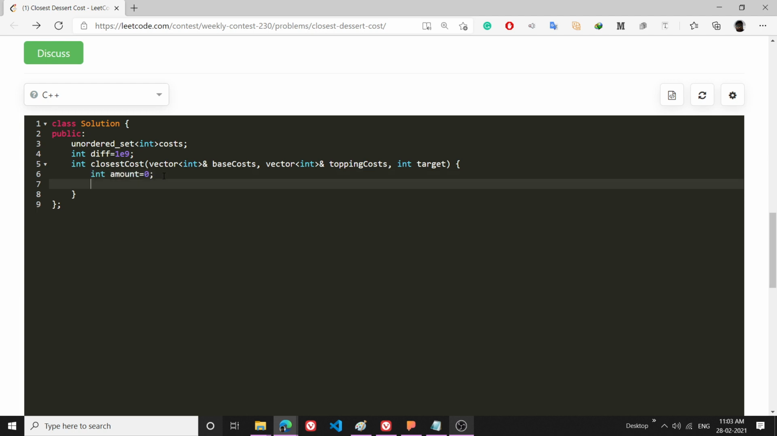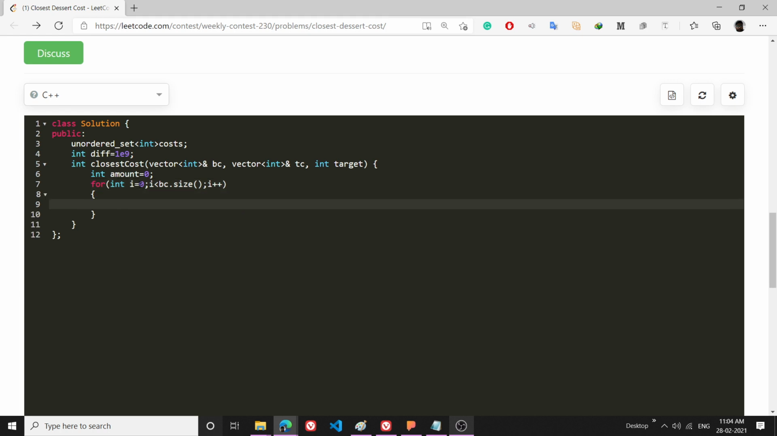Then, since I have to choose only one base cost, I will traverse through my base costs. Let me rename these to BC and TC because the names are very long. So int i = 0; i < BC.size(); i++. So I'm choosing my bases one by one.